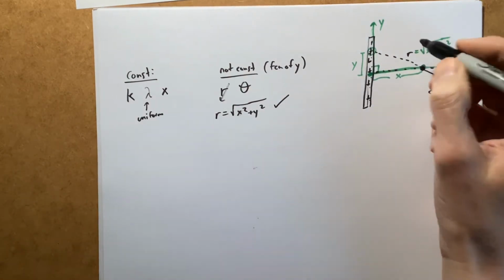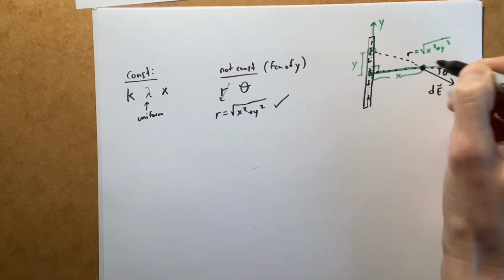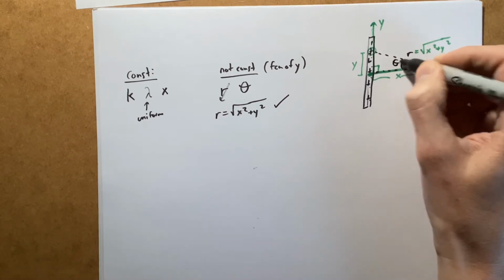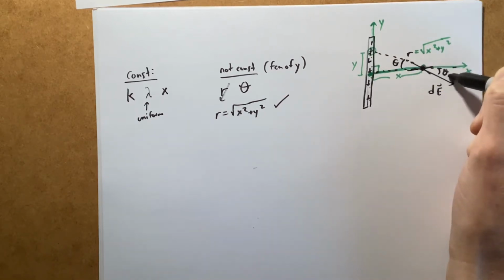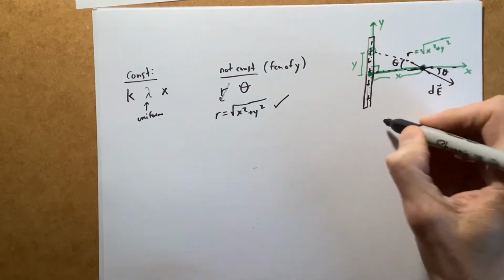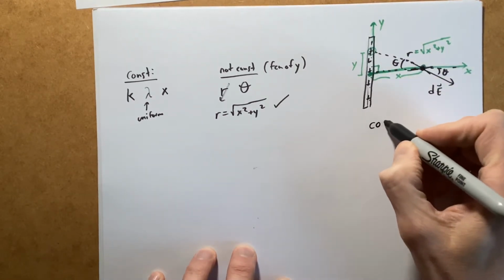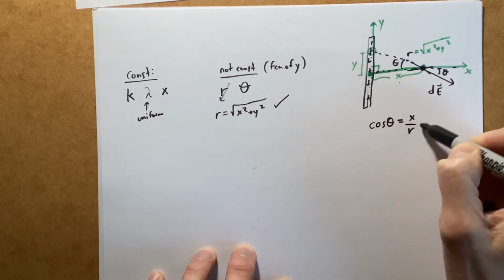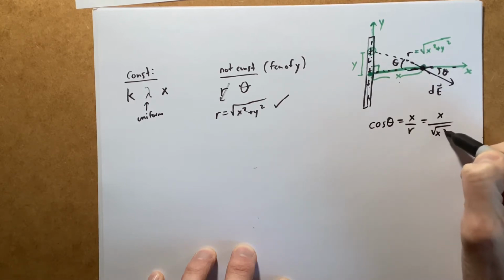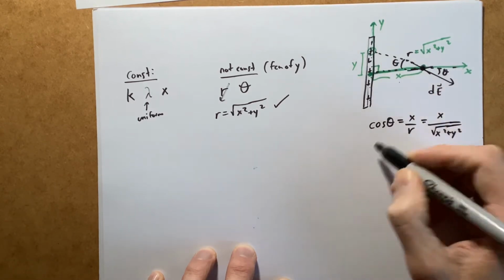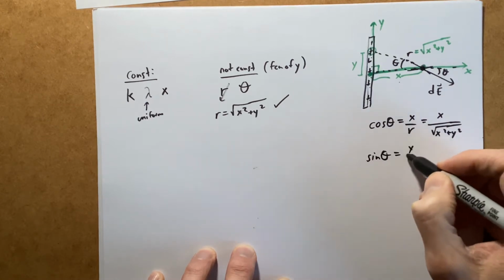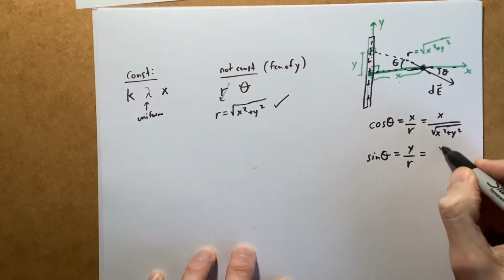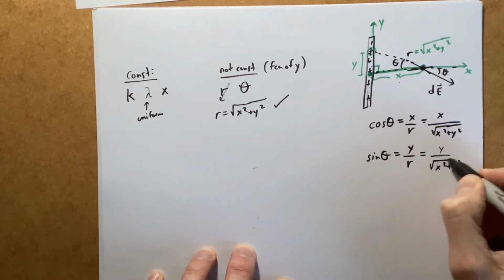Then for theta, I'll notice there's some geometric theorem where these two lines cross and the opposite angles are equal. So this is actually theta. And so the same theta that's here is also over here. And note that we can say that cosine of theta is equal to x over r. And we just figured out what r was. So we can go here. And same thing over here with the sine of theta. That's opposite over hypotenuse. So that's y over square root of x squared plus y squared.